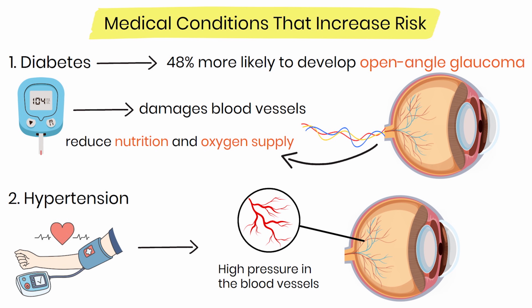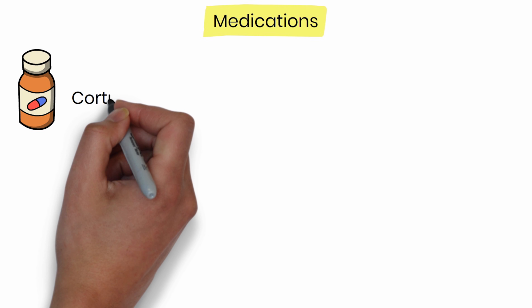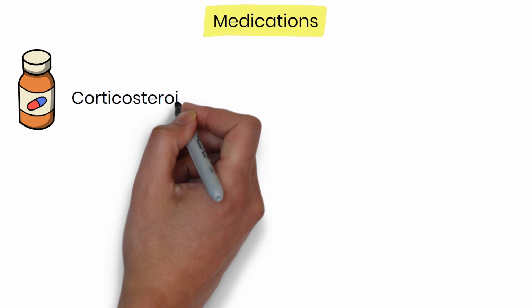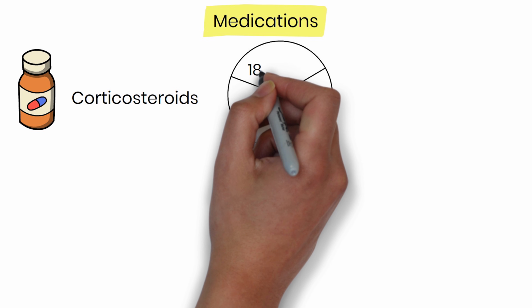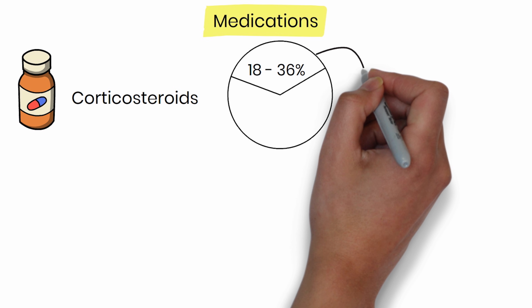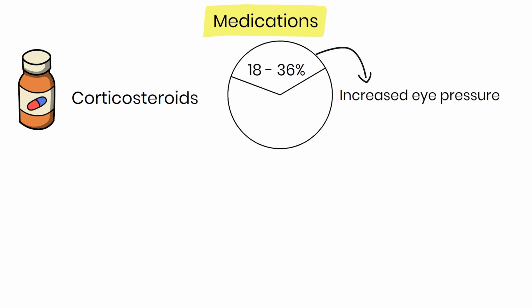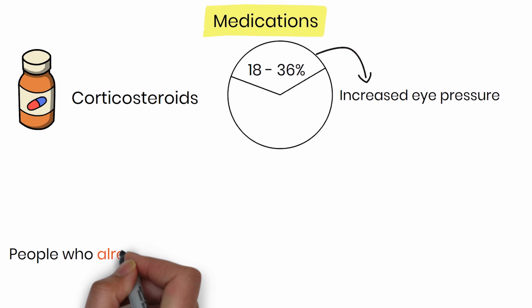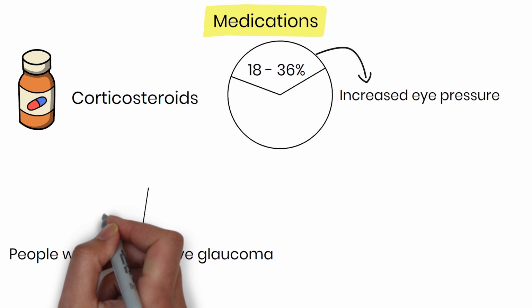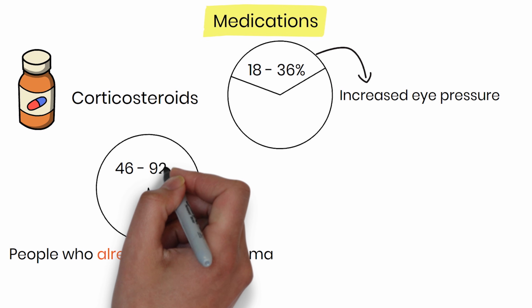Certain medications can also increase your risk of developing glaucoma. Corticosteroids are anti-inflammatory medications that are commonly prescribed for various conditions. About 18 to 36% of the general population will experience an increase in eye pressure when taking corticosteroids. However, this response is much more common in people who already have glaucoma, affecting 46 to 92% of those patients.